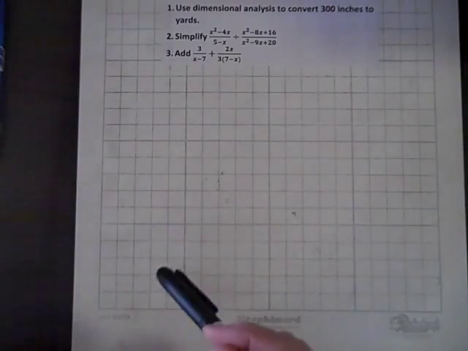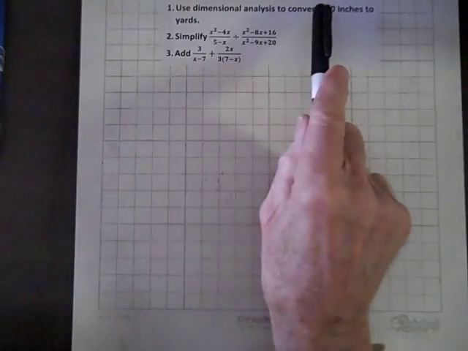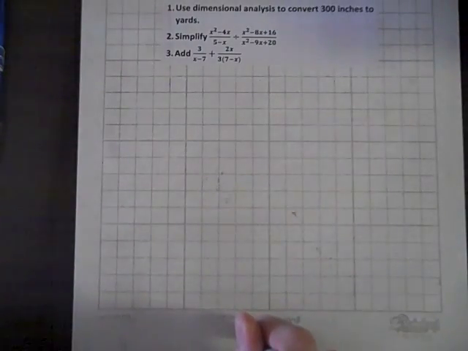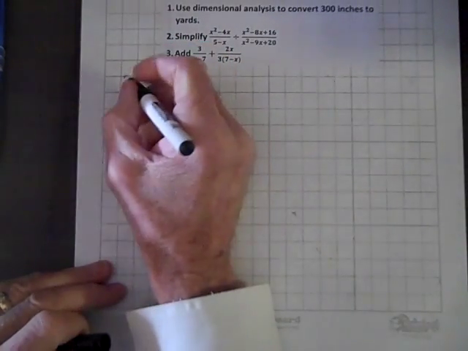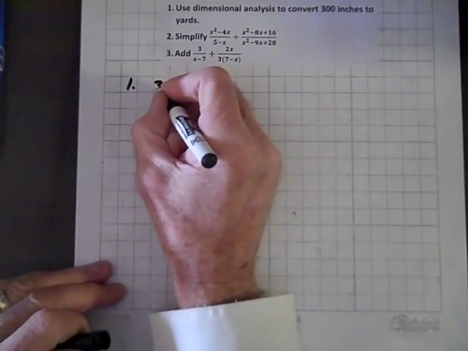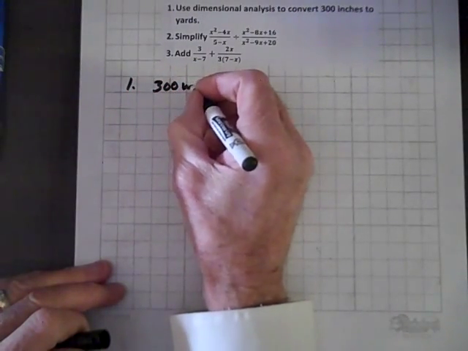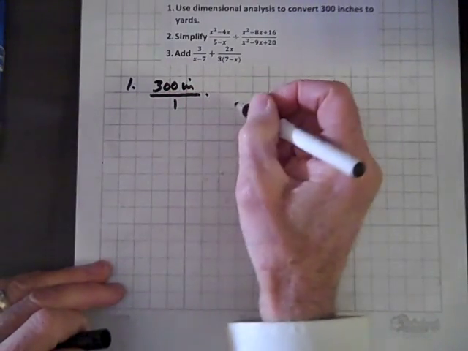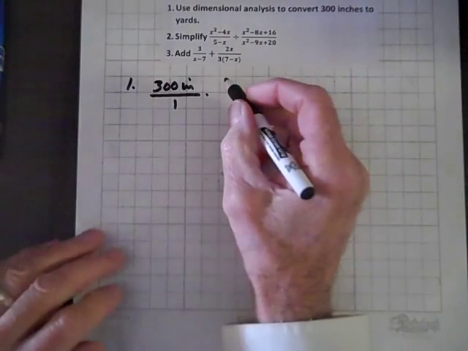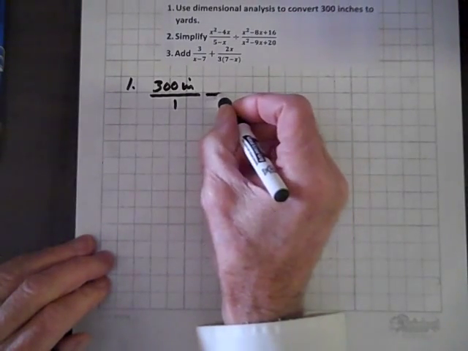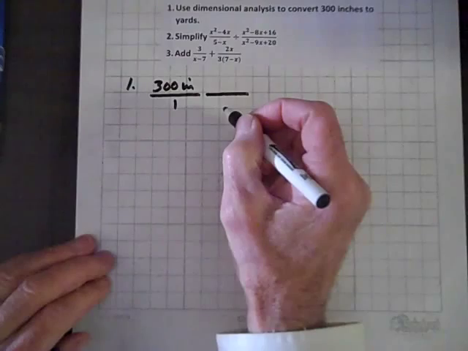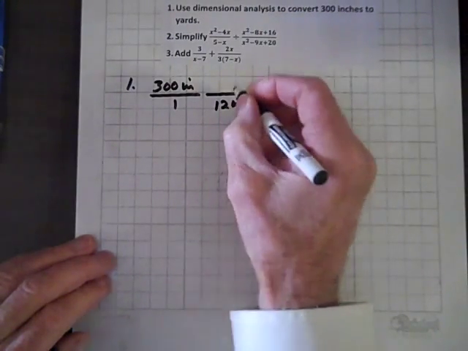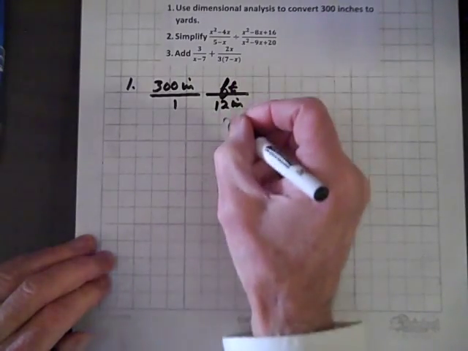Our task at the moment is to use dimensional analysis to convert 300 inches to yards. So this is question 1, and so we have 300 inches, and we'll put a denominator of 1 under here. Now we have to multiply by 1 in some form such that these inches divide out. So there are 12 inches per foot, and that's another way to write 1.